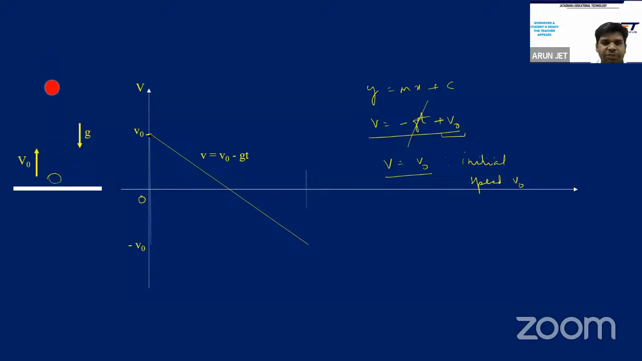Now this velocity goes on decreasing. It reaches the top where velocity becomes 0 after a time of ascent, Ta, which is equal to V naught by G, which you know very well. From here, it's the time of descent. It turns back, its velocity is now directed downwards. It hits the ground with speed V naught, but velocity minus V naught.